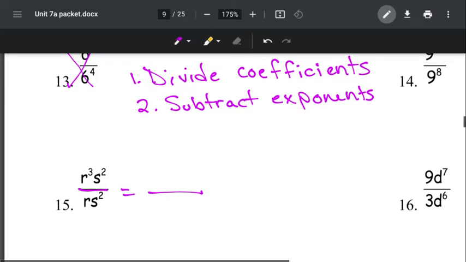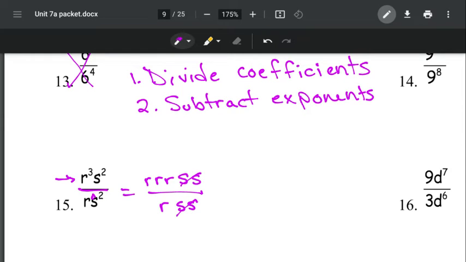Actually, before we do the trick, I'm going to write this out the long way, expanded form. So if you look on the top here, I have 3 R's: 1, 2, 3. 2 S's. And when you have letters touching each other, that just means they're being multiplied together. On the bottom, I have 1 R and 2 S's. So when you're multiplying, you're putting them together. When you're dividing, you're crossing off the matches on the top and the bottom.